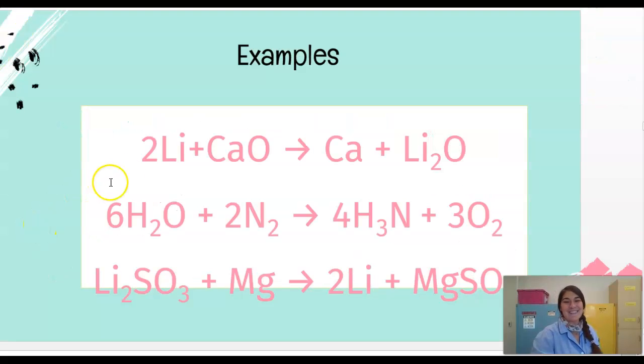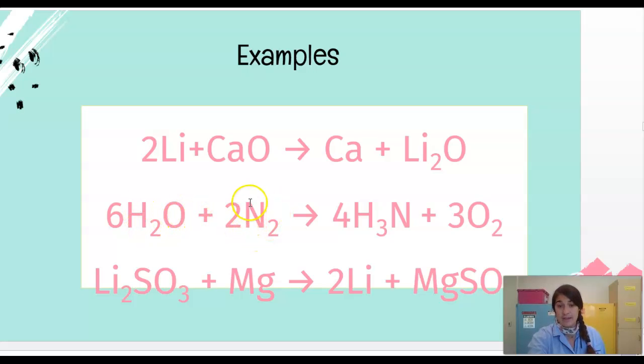All right, so here are some examples. You have lithium with calcium oxide. So because lithium is a cation, it's going to switch with calcium. So now calcium is by itself and lithium is part of the formula. Over here we have H2O plus nitrogen.